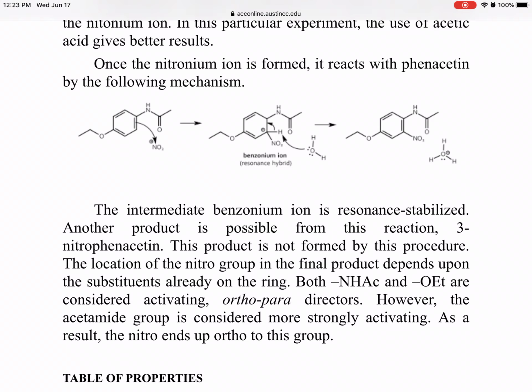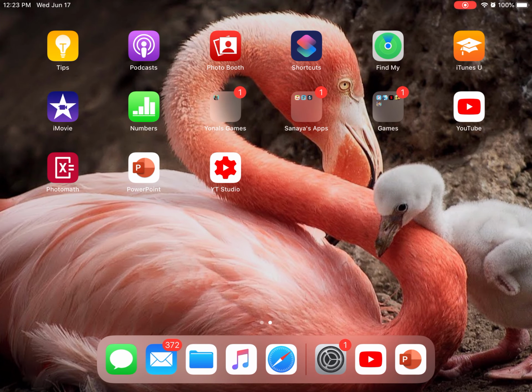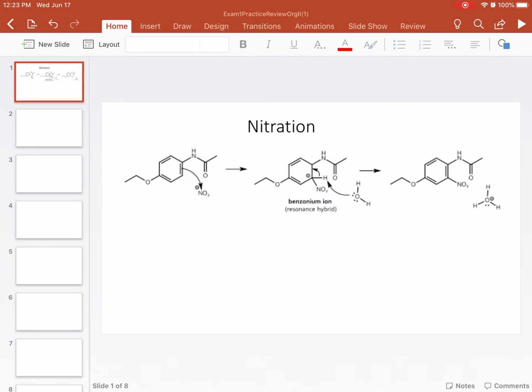Okay, let me show you the mechanism, how it happens. Where's the PowerPoint? Okay, right there. Okay, over here. So this is our nitration.